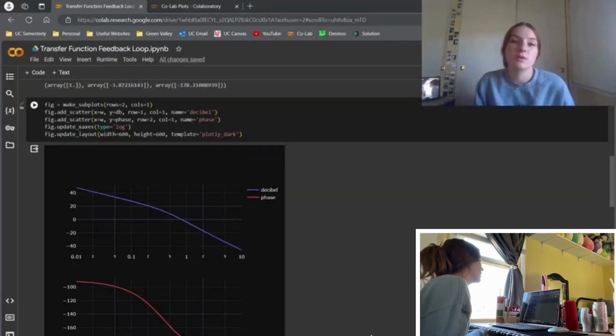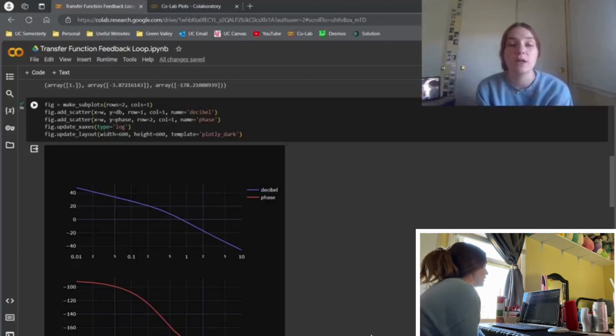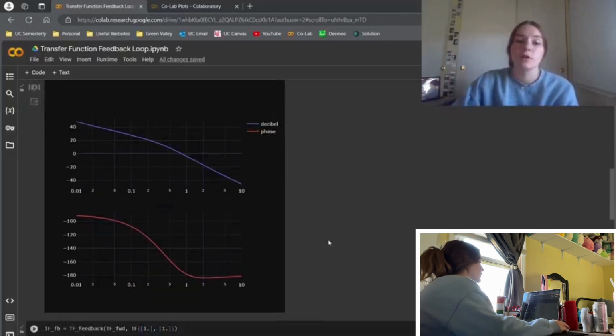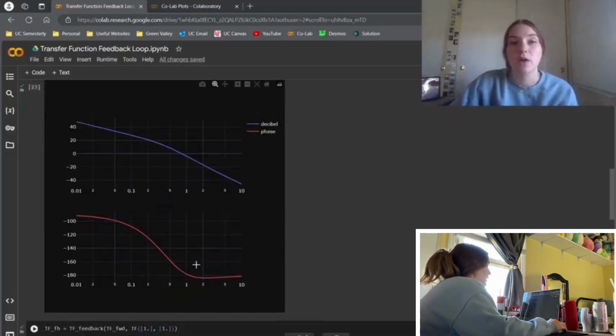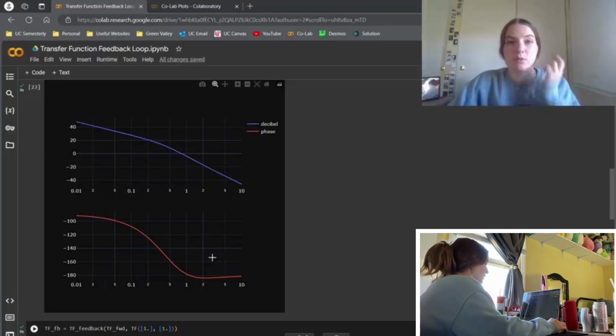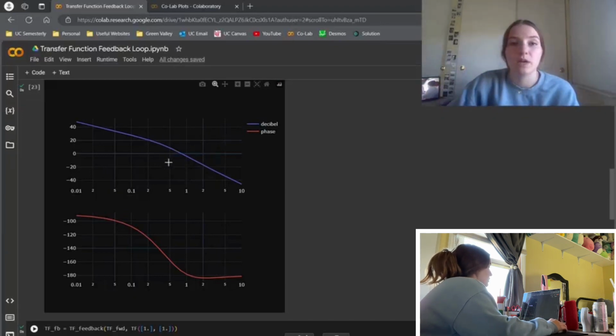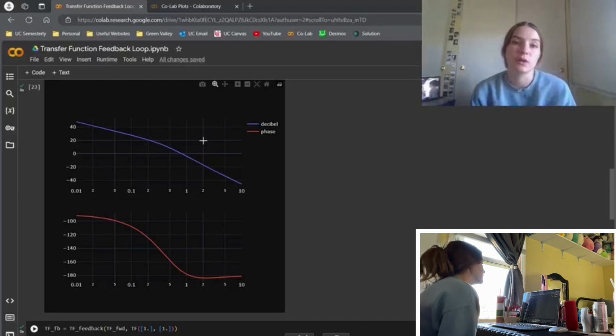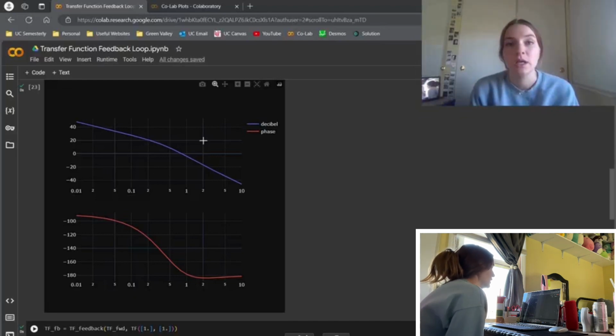Okay, now there are a few key concepts that I would like to highlight. We were already kind of talking about our crossover frequency, but I wanted to talk a little bit more about it. Our crossover frequency is where we find our phase diagram reaches negative 180 degrees, and then from the omega value that we find at negative 180 degrees on our phase diagram, we go to our decibel diagram, find that same omega, and find our decibel value. If our decibel value is over 0, that means that our system is unstable. And if it's under 0, that means that our system is stable.